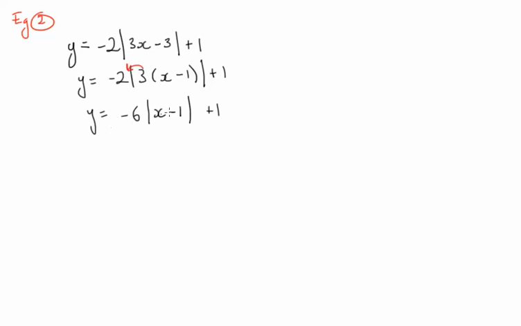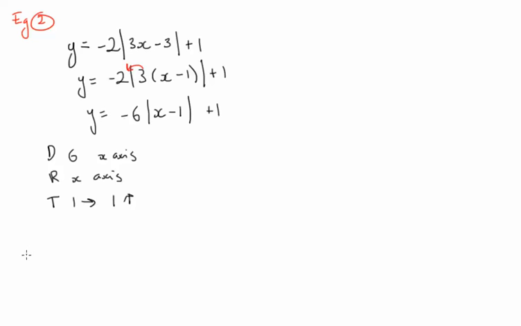Alright, now it's DRT time. Dilation by a factor of 6. And that's going to be a dilation by a factor of 6 from the x-axis. And then we have reflection. Well, yeah, there's a reflection in the x-axis because the negative's out the front there, so we get the reflection in the x-axis, that's right. Translation, 1 unit to the right and 1 unit up.